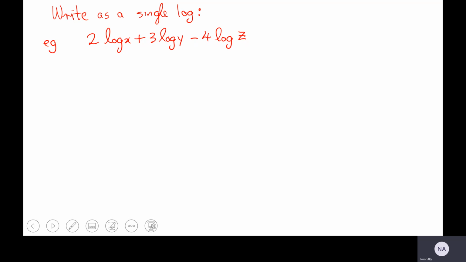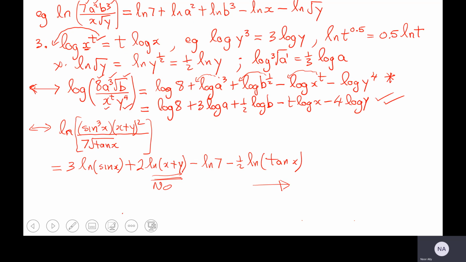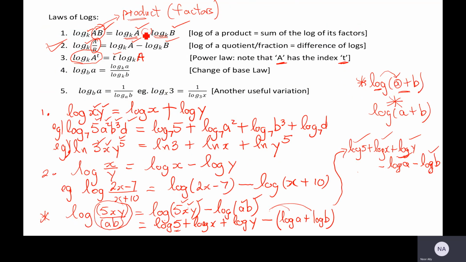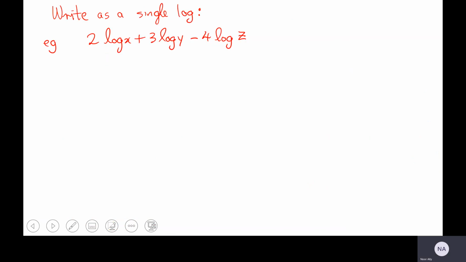So what we are actually doing, if we go to our properties, is the reverse process. When we have the sum of logs, we're going to write it as a log of a product. When we have a difference of logs, we're going to write it as a quotient. When we have the index, we're going to write the reverse process like that. So let's have a look at that example.